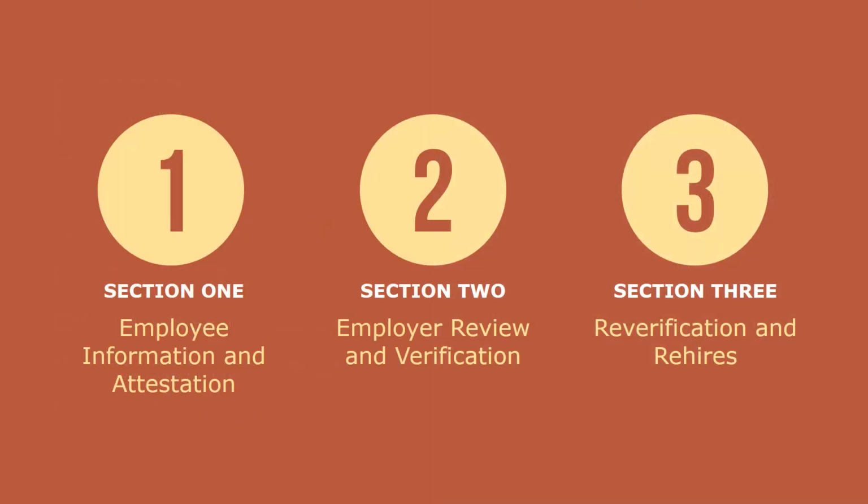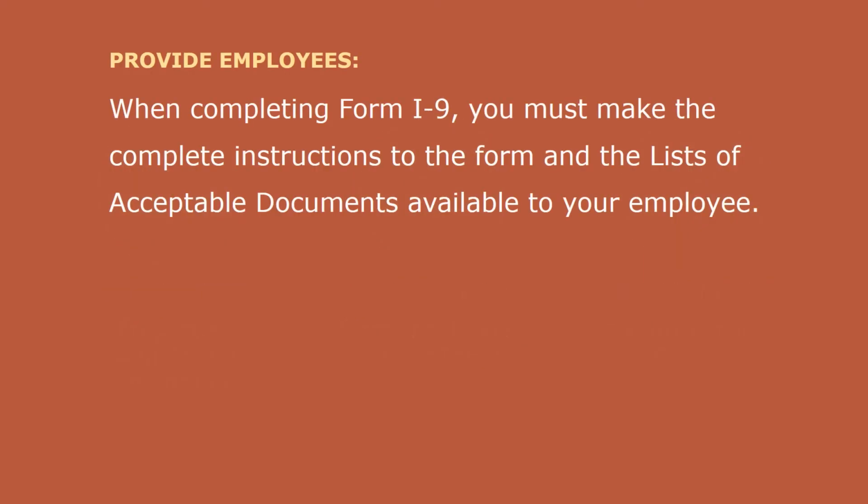Form I-9 consists of 3 sections. Section 1, Employee Information and Attestation. Section 2, Employer and Authorized Representative Review and Verification. And Section 3, Re-Verification and Rehires. Section 1 is completed by employees, while Section 2 is completed by employers, as well as Section 3. When completing Form I-9, you must make the complete instructions to the form and the list of acceptable documents available to your employee.